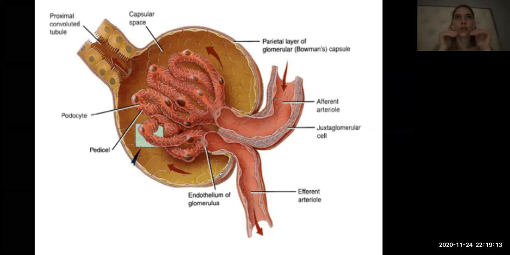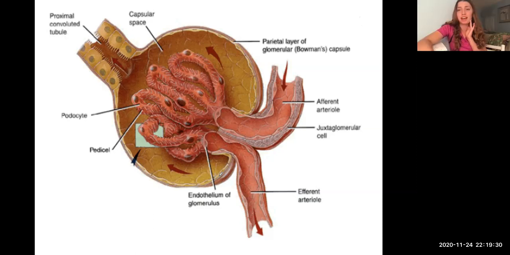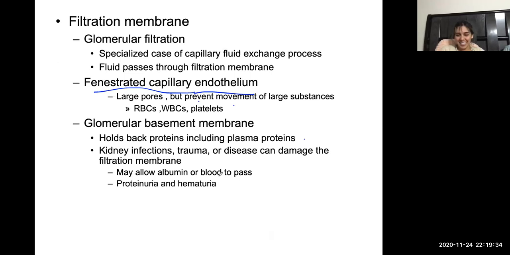The descending tube of the loop of Henle releases water, and the ascending tube of the loop of Henle releases solutes to maintain the osmotic pressure. Yes, ma'am. Good job. Okay, I got it too.